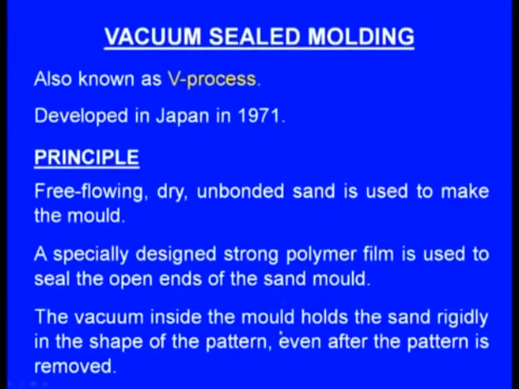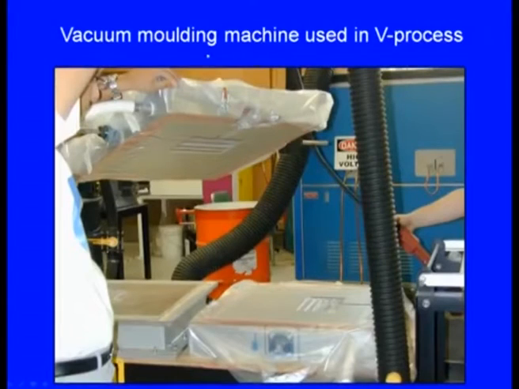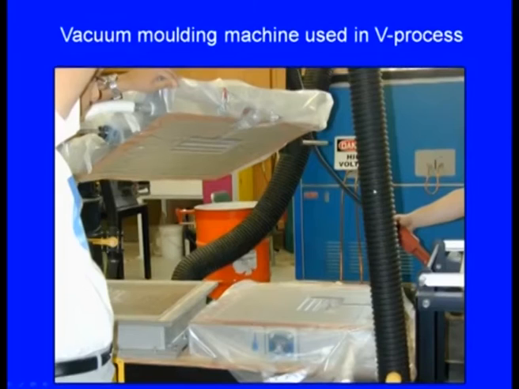The vacuum inside the mold holds the sand rigidly in the shape of the pattern even after the pattern is removed. So, vacuum will be applied to hold the dry sand strongly and in the shape that is required. And here we can see the vacuum molding machine, and here we can see vacuum is applied. So, this is the general setup of a V process or the vacuum sealed molding process.